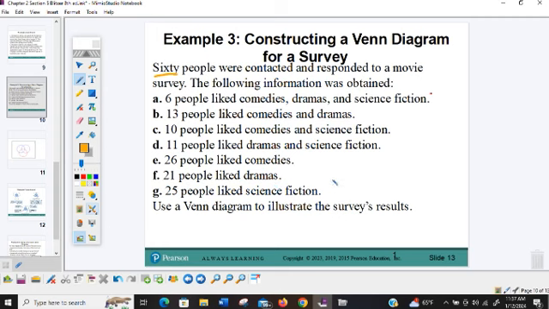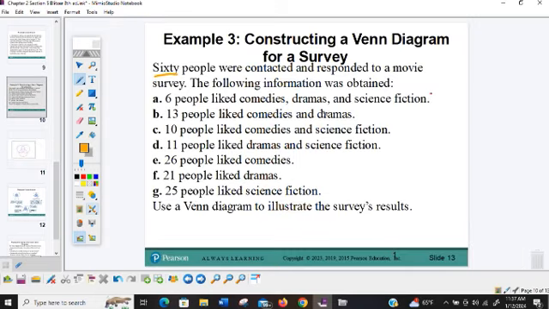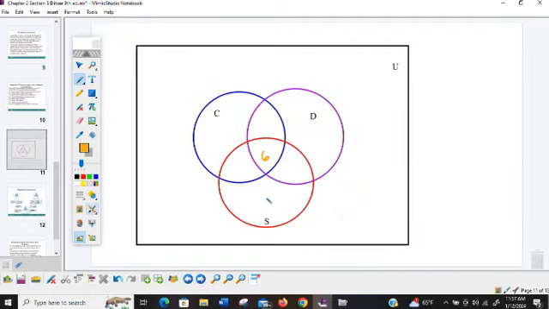Now, it may seem confusing in the beginning. What you want to do is break it down. You need 3 circles: comedies, dramas, science fiction. So your picture is going to look like this: comedies, drama, science fiction. First thing you want to do is find this piece in the middle, the one that is all 3. That always makes it easier. So let's go back. 6 people like all 3, so I'm going to put 6 in the middle.